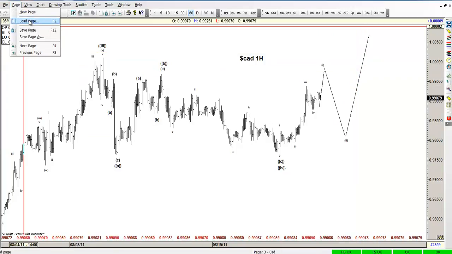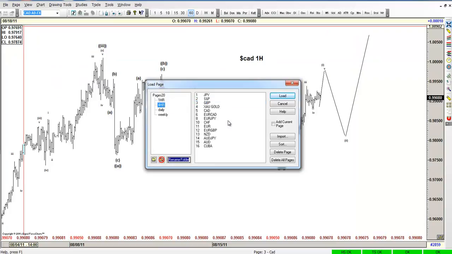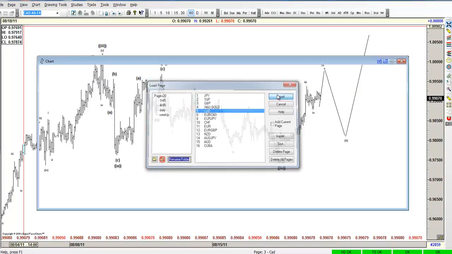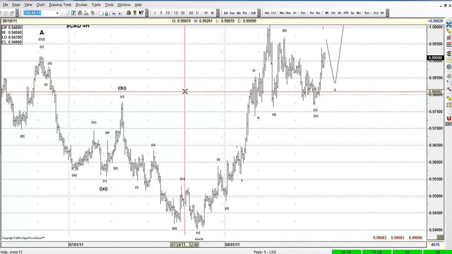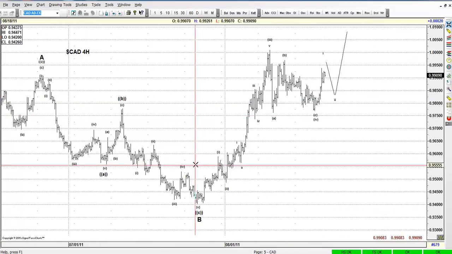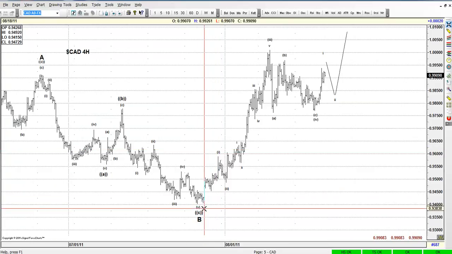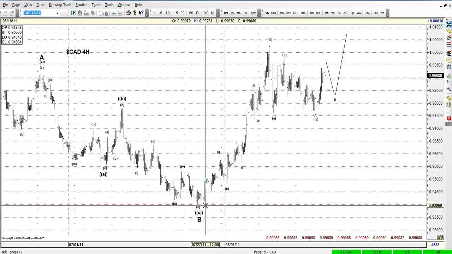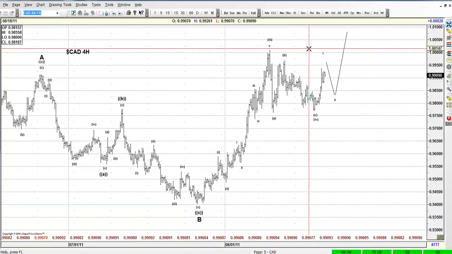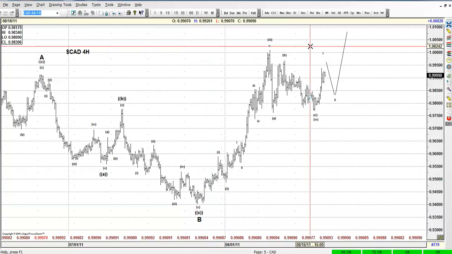because if you take a look at the CAD in the 4-hour chart, that's the same move that started from here. So that's going to be ending in almost an 800 pip move on the CAD. So minimum 400 pips correction back.